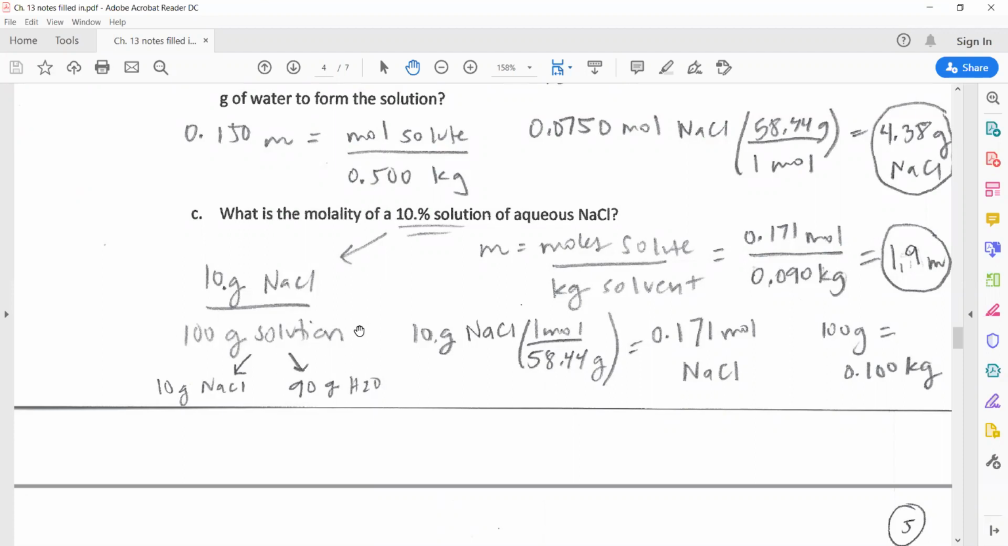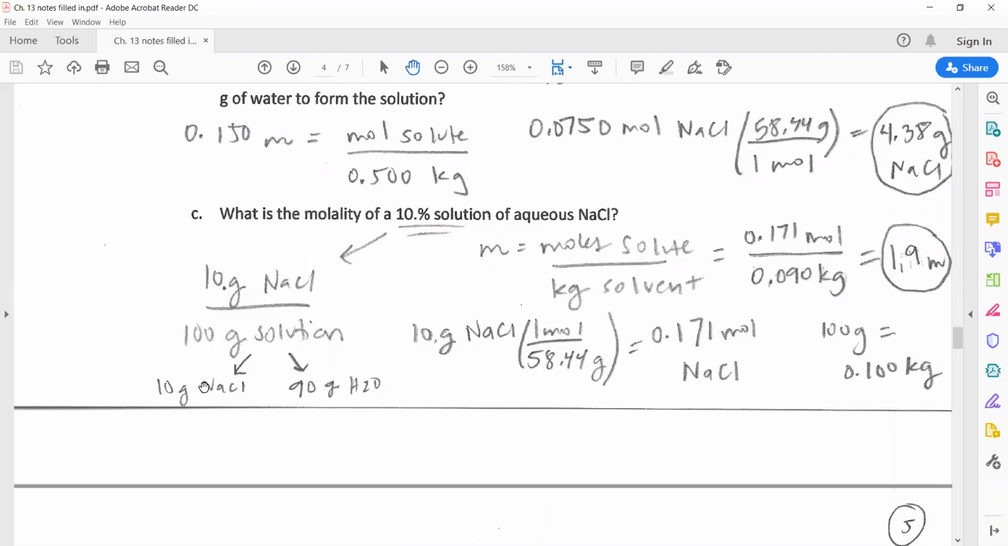What I then have to remember is that the solution down here is made up of both the solute and the solvent. So if I know that 10 grams are sodium chloride, then there must be 90 grams of water. Okay, now I have a breakdown of my solute, which is 10 grams, and my solvent, which is 90 grams. So what I can then do is focus. I'm trying to find molality. So what I need to come up with is moles of solute and kilograms of solvent.